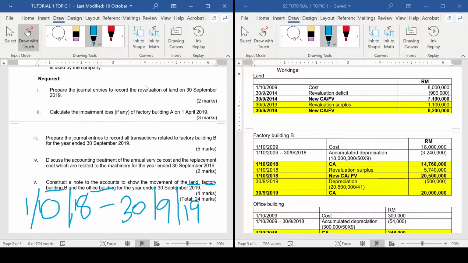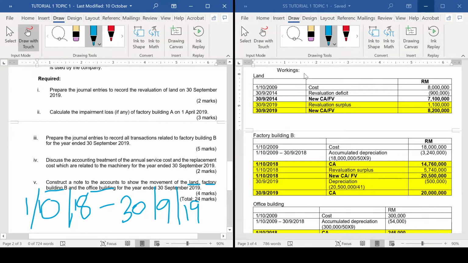All right, so the first step, when we are required to prepare notes to PPE, it is good that you prepare the working first for each of the asset, because we want to make sure that we did not leave out any transaction that is affecting the asset. All right, so here are the working for the land.